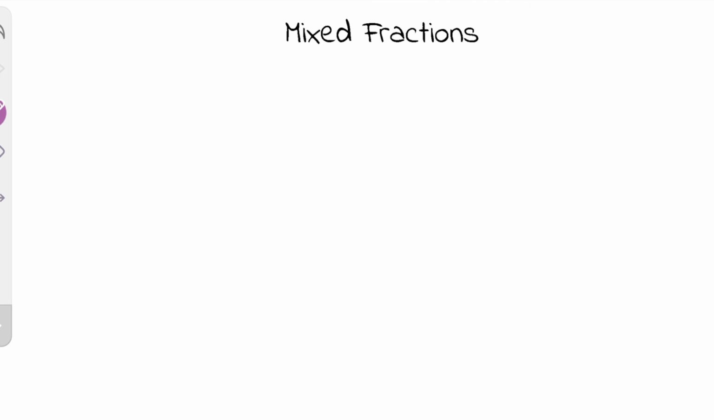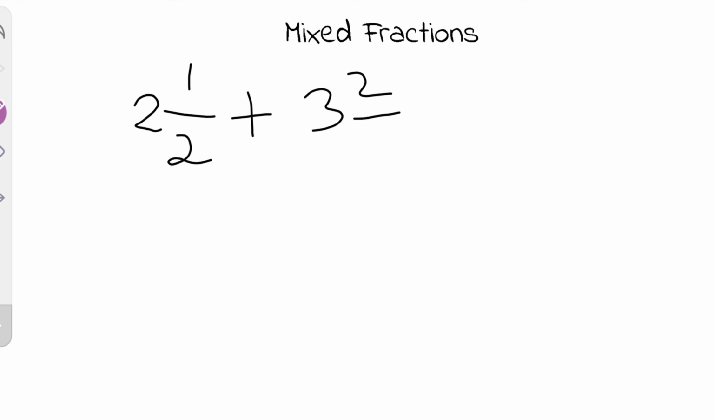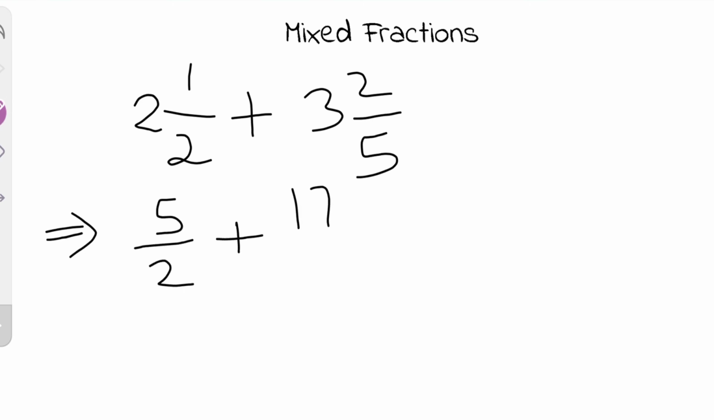Now suppose the fractions are given as mixed fractions. So what will be the process then? For example, the fractions are 2 1 by 2 plus 3 2 by 5. Now you have to add these two mixed fractions. So what will be the first step? First step will be to convert these mixed fractions into improper fractions. So we know the step. 2 will be multiplied by 2 and then 1 will be added to that. So 2 into 2 is 4 plus 1 is 5 by 2, and the next will be 5 into 3 is 15 plus 2 is 17 by 5.